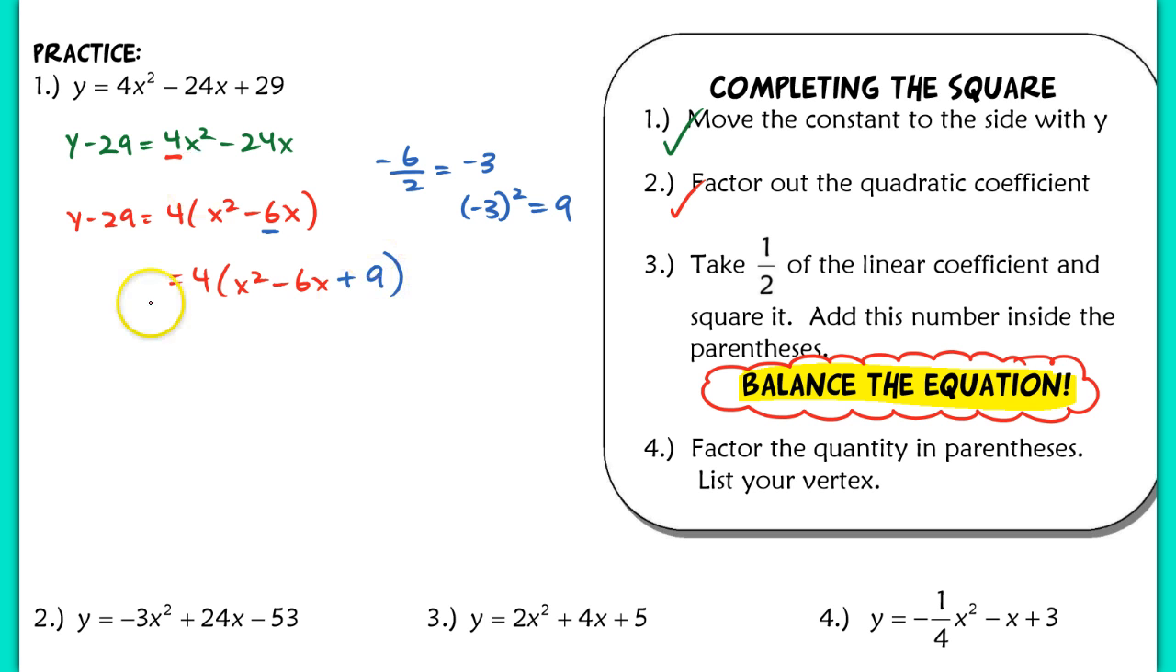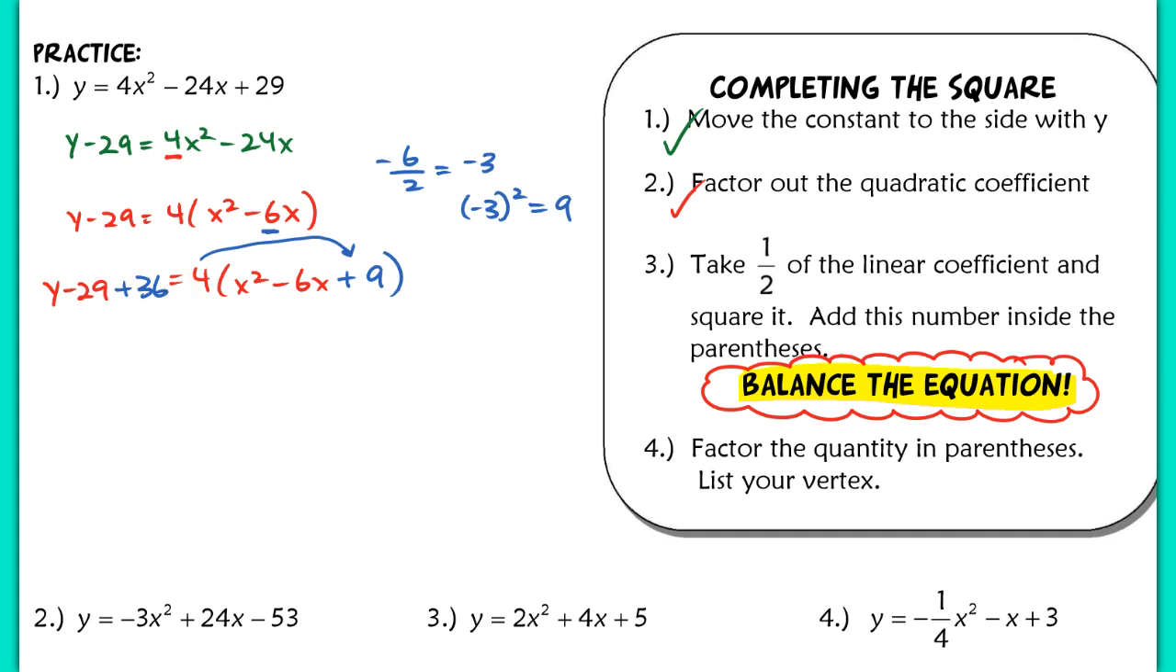On the left-hand side, I need to make sure, I like to leave a space actually when I'm writing this out, because you're going to have to balance this. You're going to have to put this 4 times 9 on the other hand side. So you have to balance it by actually multiplying it. You have a factor of 4 here out in front, so you're really adding 4 times 9 to the whole right side. So I'm going to balance that out by adding 36 on the other side.